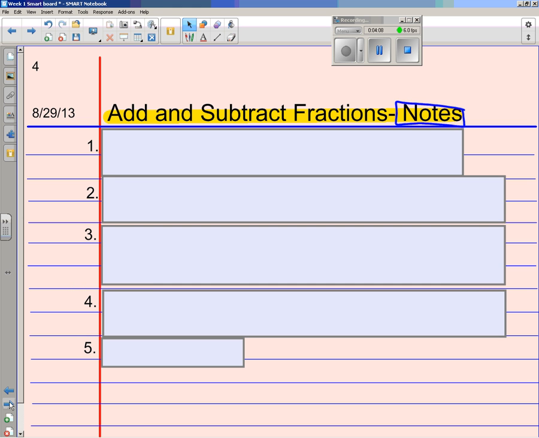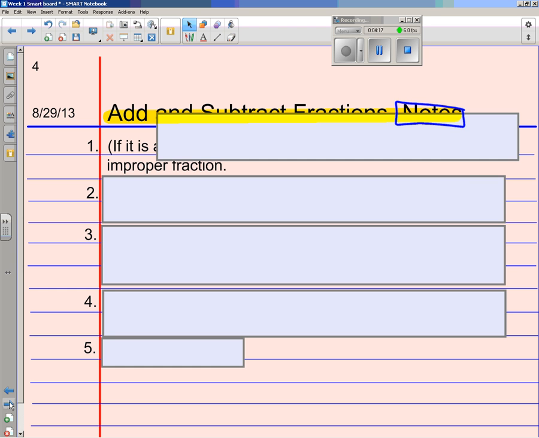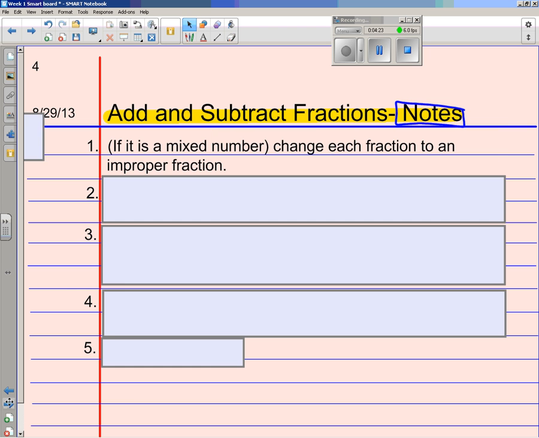Some of these notes might not make sense until you actually work through an example, so just hang tight, we'll get there, and you will understand by the time we're done. So the very first step in adding and subtracting fractions, there it is.